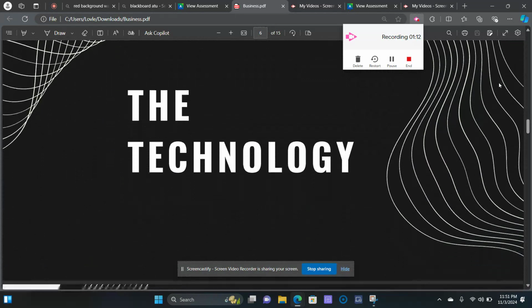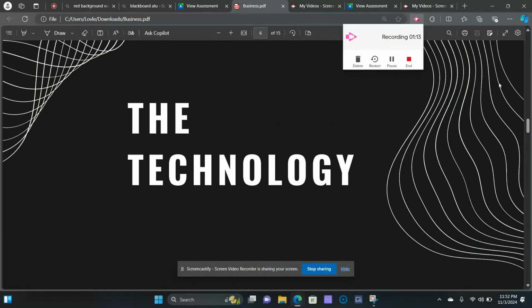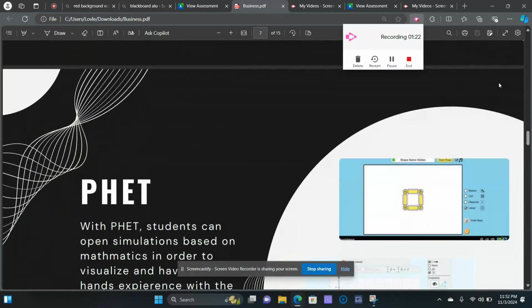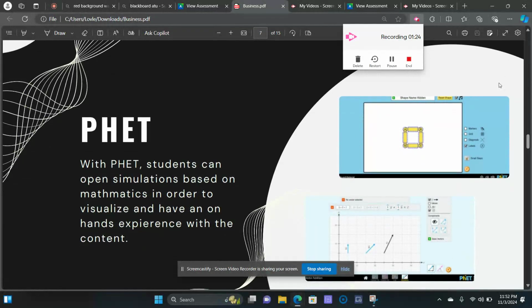The technology. The following 3 technology tools will be used throughout the lesson to help students get the hands-on experience they need and to visually grasp the concepts they're struggling with. The first technology tool is PhET, or as I call it, PhET. With PhET, students can open simulations based on mathematics in order to visualize and have a hands-on experience with the content. Ms. Mobbs can also select specific simulations and create assignments based around those simulations where students have to use them to get the answer to the question.